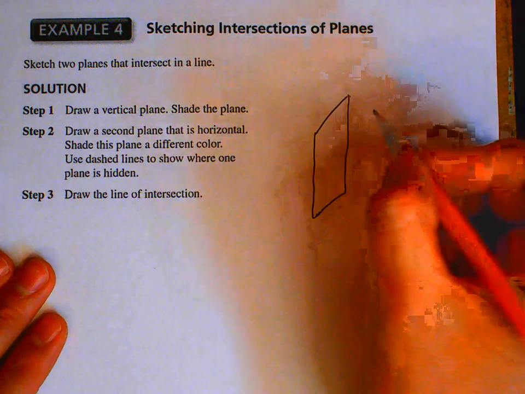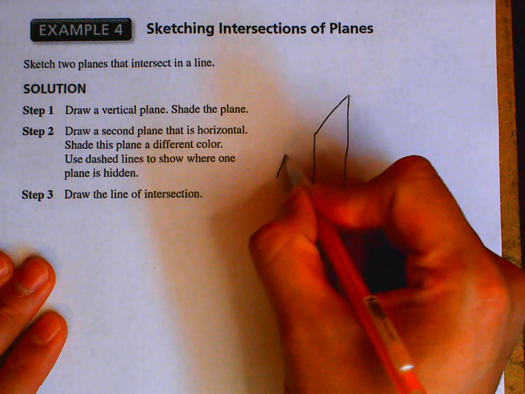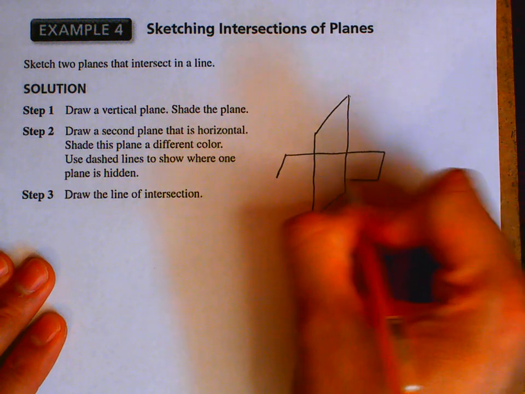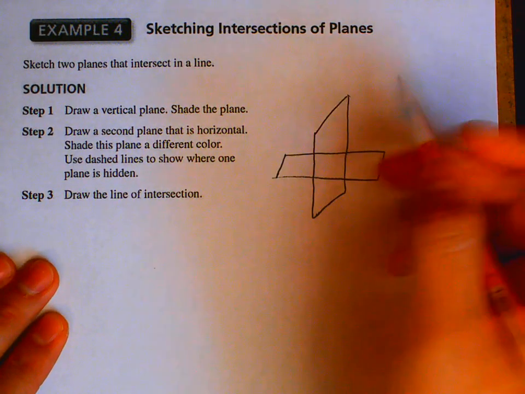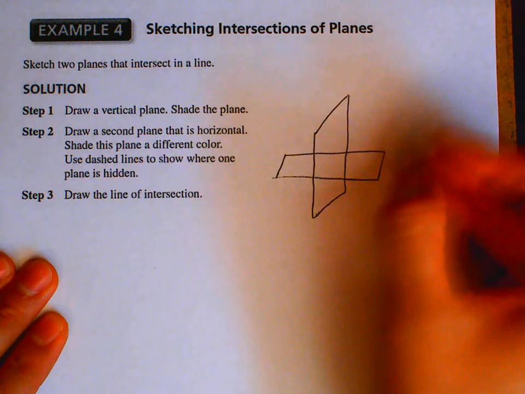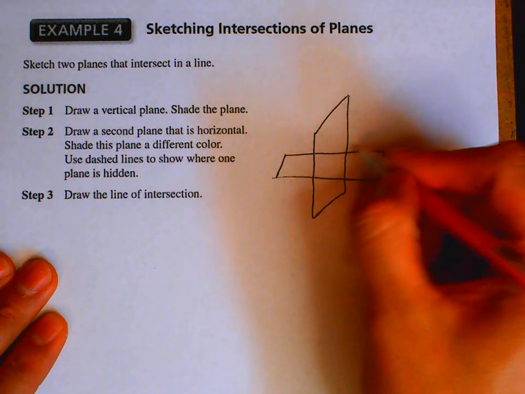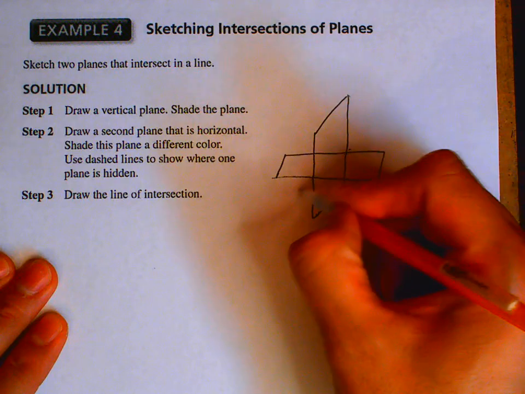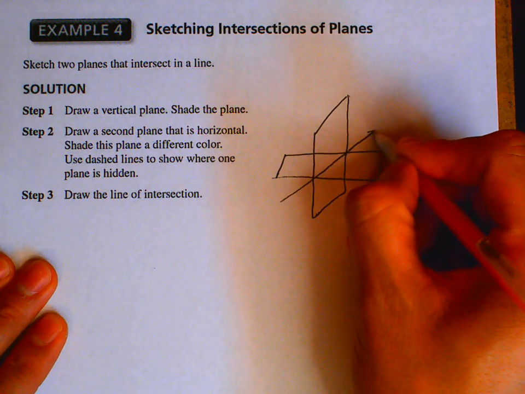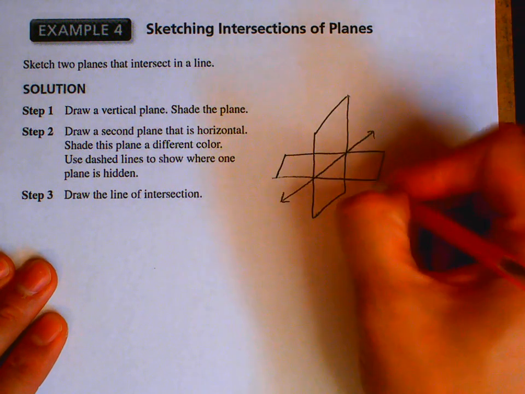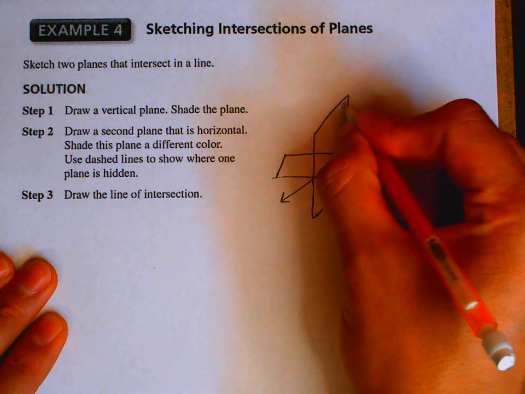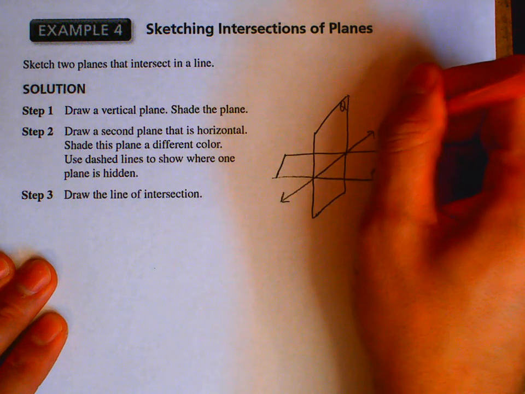Draw a second plane that is horizontal. Okay. Use dashed lines to show where one plane is hidden. Okay, so then draw a line of intersection. Intersect right there. There you go. Plane P, plane Q, line L.